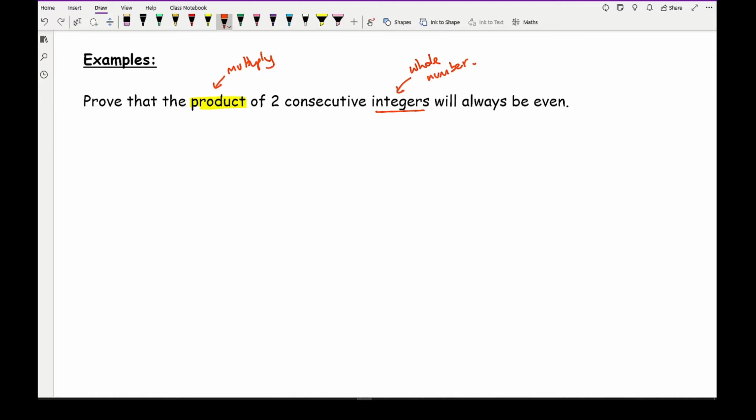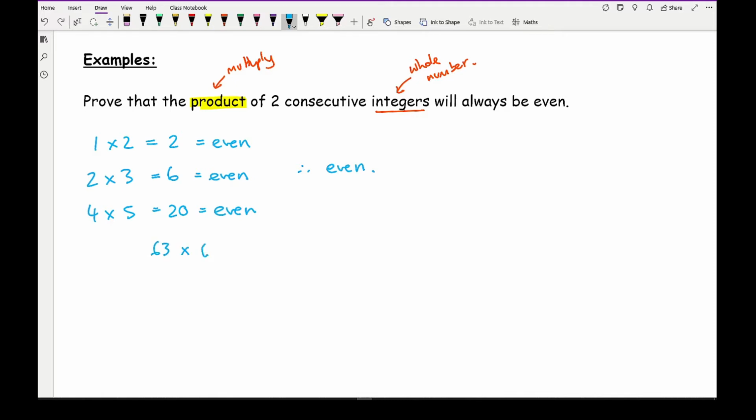Now a typical error most students would make when answering this question is to think, okay, let's go for 1 times 2, that's 2 and that's even. Let's go for 2 times 3, which is 6 and that's even. And 4 times 5, which is 20 and that's even. And you think, right, therefore it's even. Again, that might just be coincidence for the three pairs of numbers I've used. Is that the same for, let's say, 63 times 64, or maybe minus 5 times minus 4?